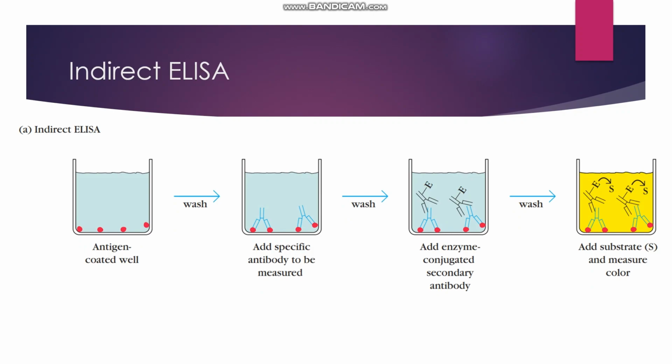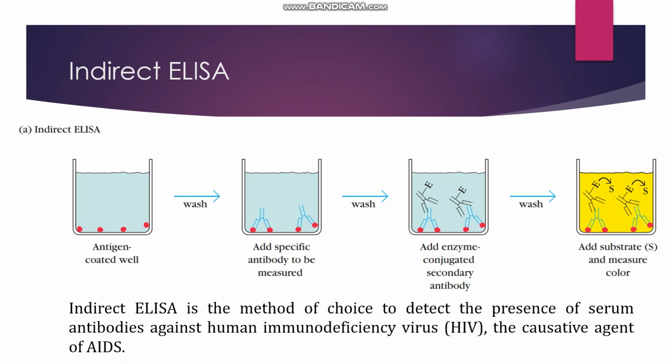After washing, a substrate for the enzyme is added. The amount of colored reaction product that forms is measured by specialized spectrophotometric plate readers. Indirect ELISA is a method of choice to detect the presence of serum antibodies against human immunodeficiency virus, the causative agent of AIDS.